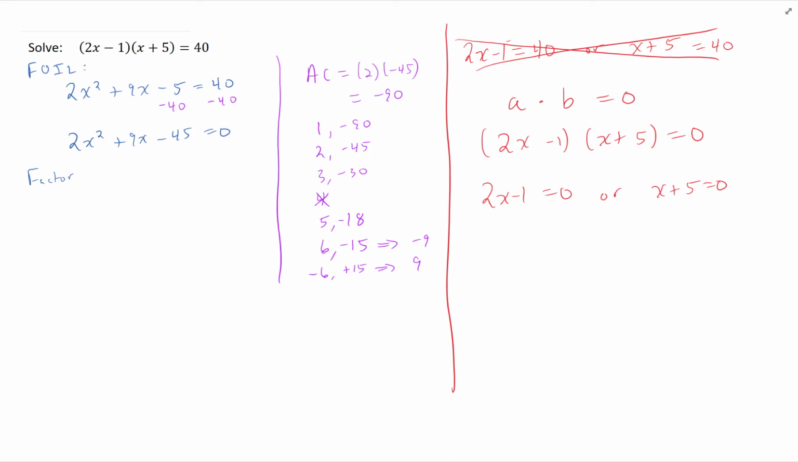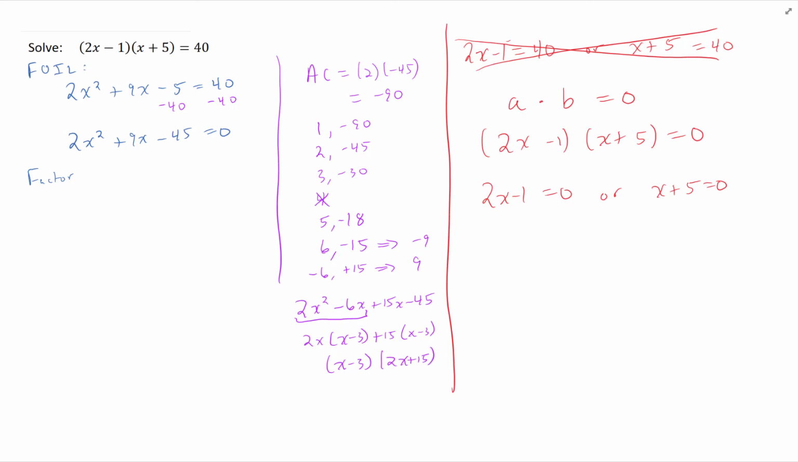Alright, so then I have 2x² - 6x + 15x - 45, and now I factor by grouping. That's 2x(x - 3) + 15(x - 3). So this factors completely as (x - 3)(2x + 15). Alright, so let's bring that over.